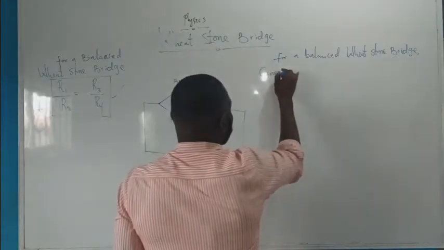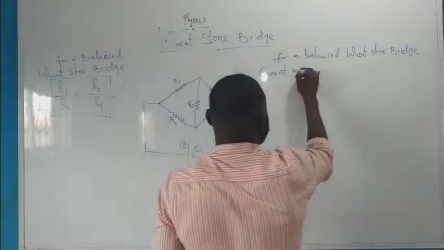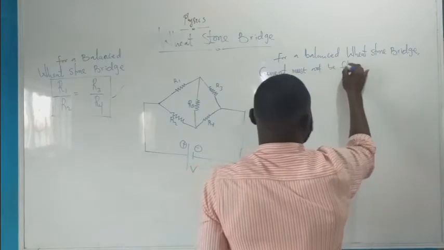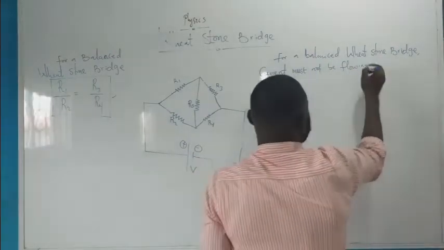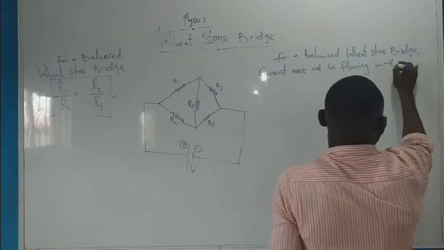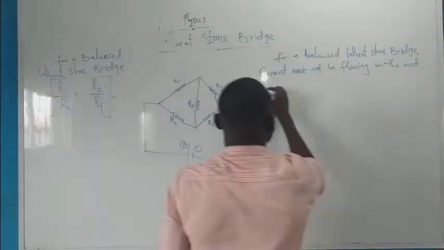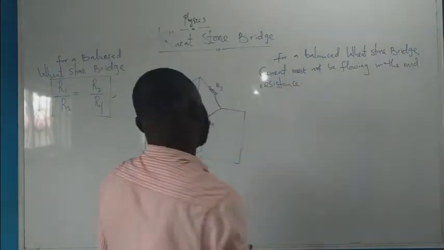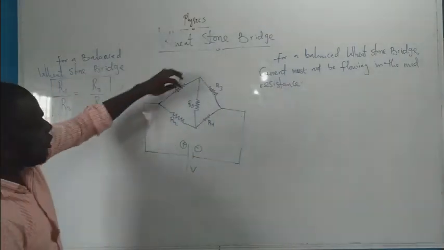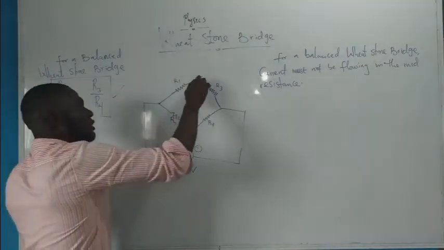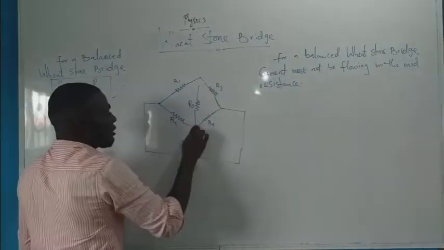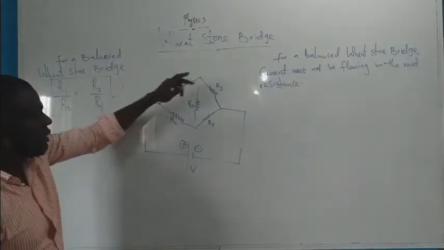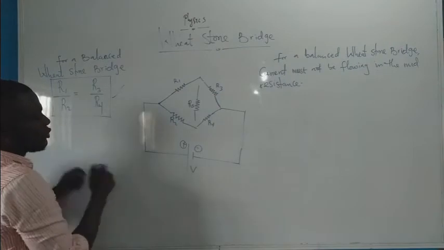current must not be flowing in the mid resistance. That is, current must not be flowing in the mid resistance. So we break it here, we break this here. So current is no more flowing through the resistance.